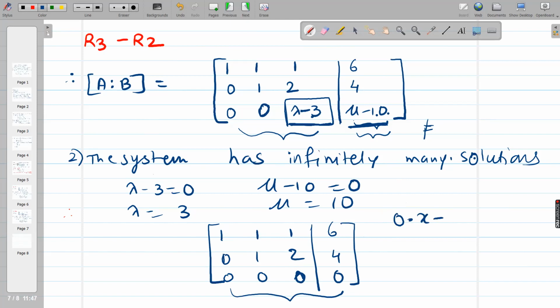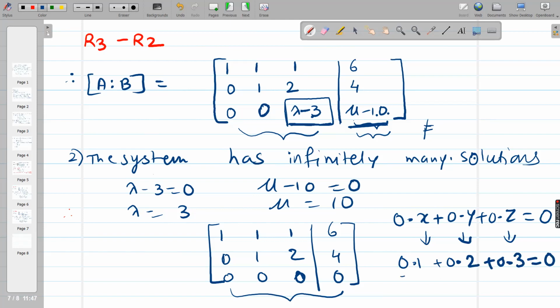I get 0 dot x plus 0 dot y plus 0 dot z equal to 0. So whatever values I put for x, y, z, I'm going to get an answer. For example, if I put x equal to 1, y equal to 2, and z equal to 3, then also, because my coefficients themselves are 0, whatever values I put for x, y, z is going to give me an answer. So 1, 2, 3 is going to be my answer here.